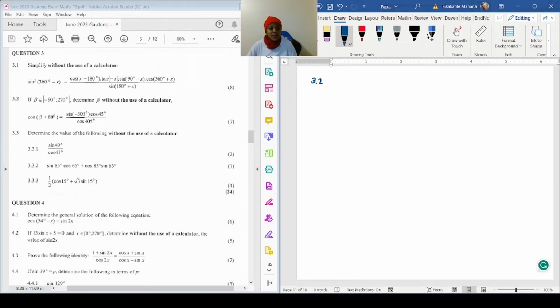Okay, now 3.2, if beta is in that domain, is an element of negative 90 all the way to 270.